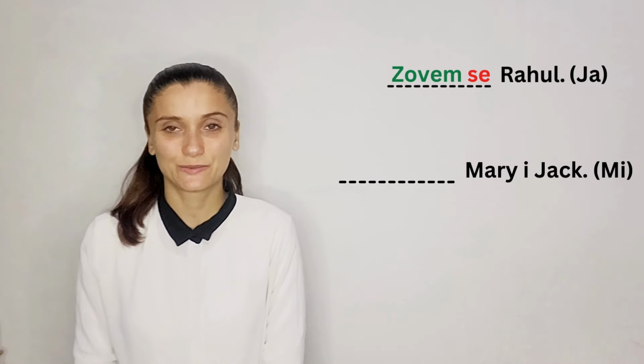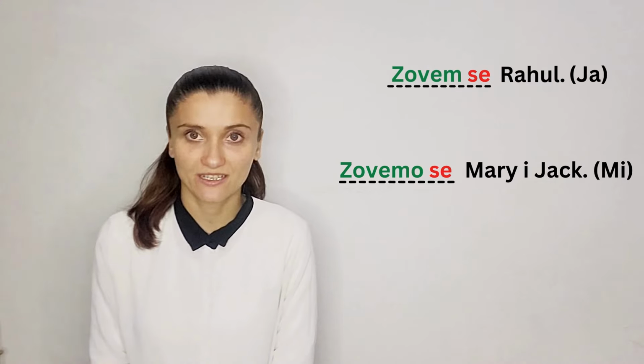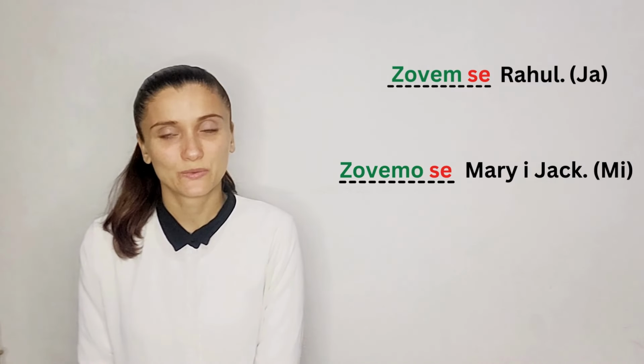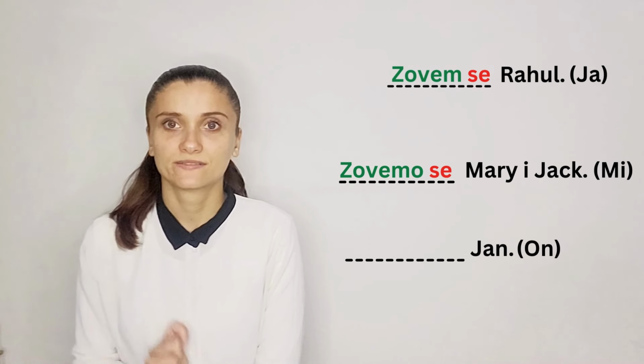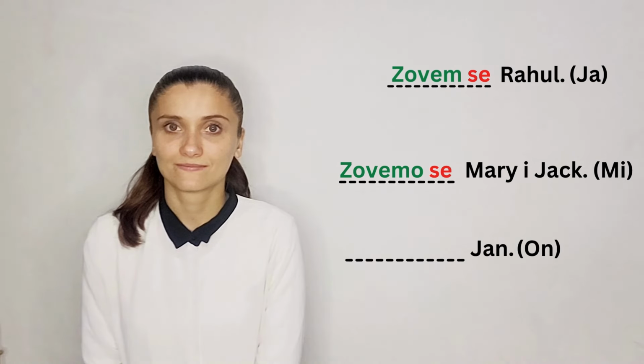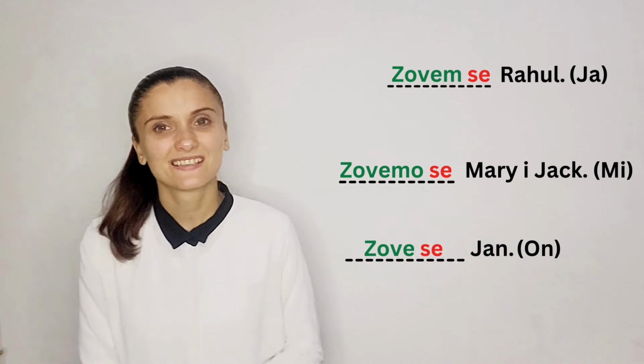Yes, you would say, zovemo se Mary i Jack. Let's see the third one. We have crta, Jan, on. Yes, zove se Jan. Now you probably wonder, when do you use pronoun and when not?